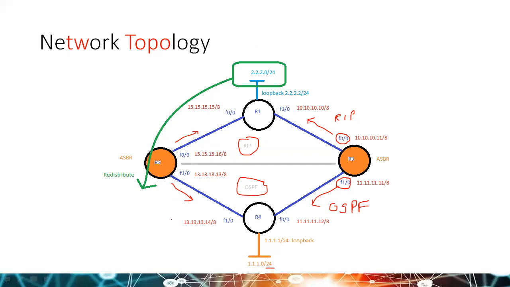But now it's a bit tricky. As we know, OSPF is preferred over RIP. So what happens if I go on R2 and try to redistribute 2.2.2.0 into OSPF? Let's see.